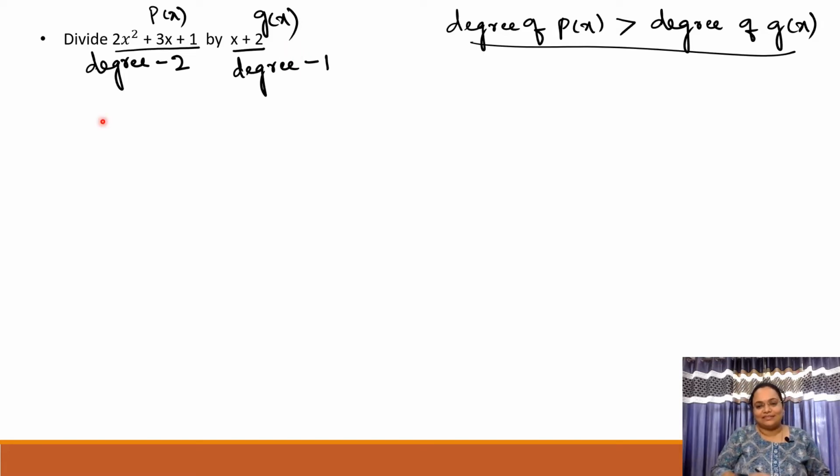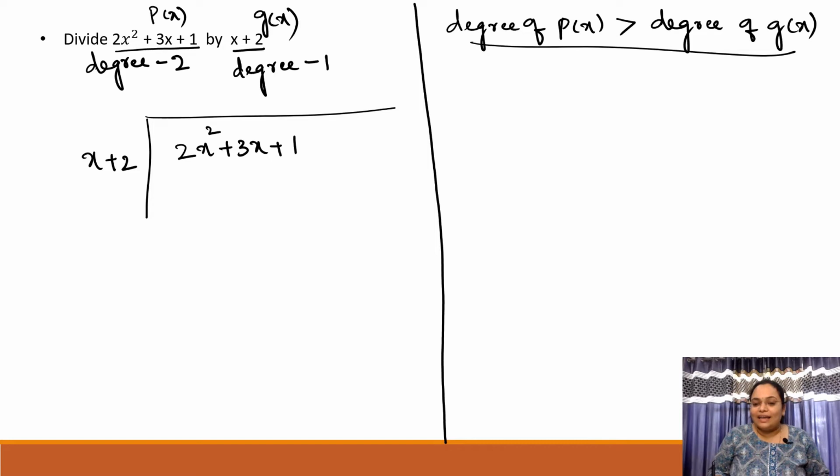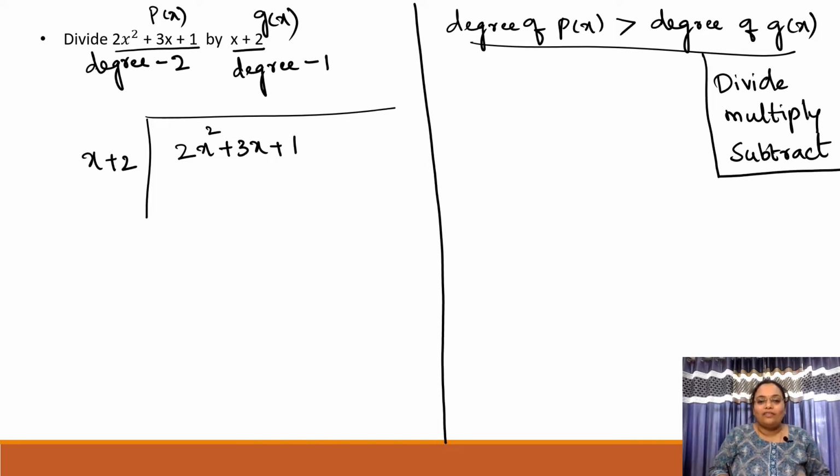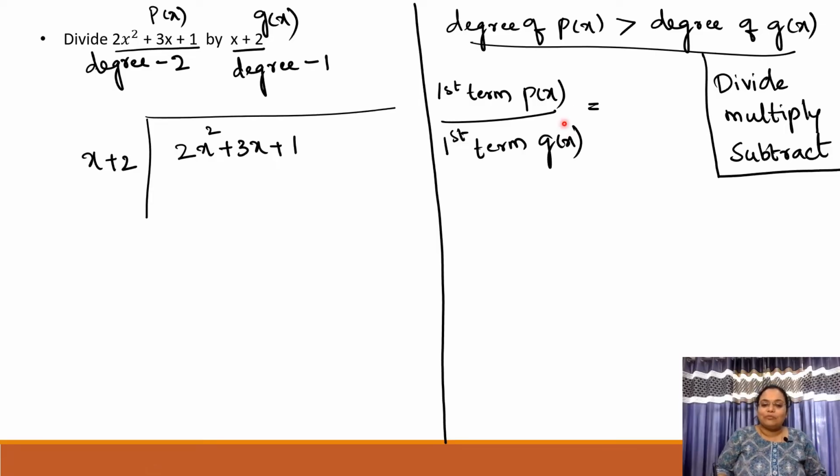Now let us divide it. See, to divide any polynomial, you need to remember 3 steps. That is, divide, multiply and subtract. If you just remember these 3 steps, you can solve any polynomial given to you. Now let's see how do we do this. So what is the first step? It is divide. For divide, we will divide the first term of p of x with the first term of g of x.